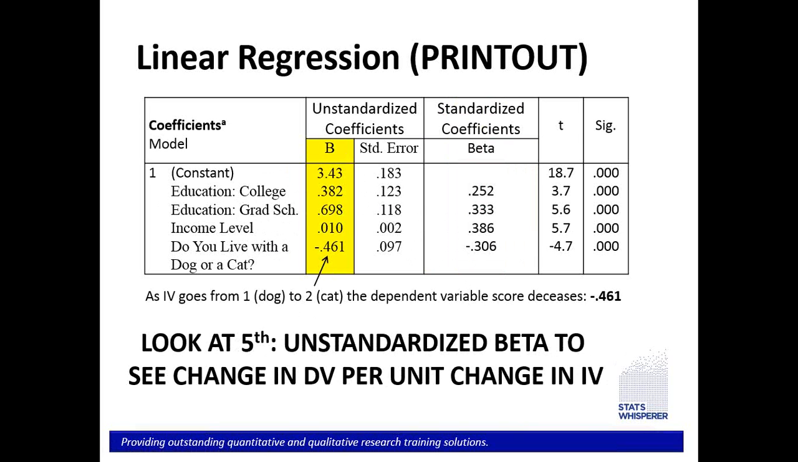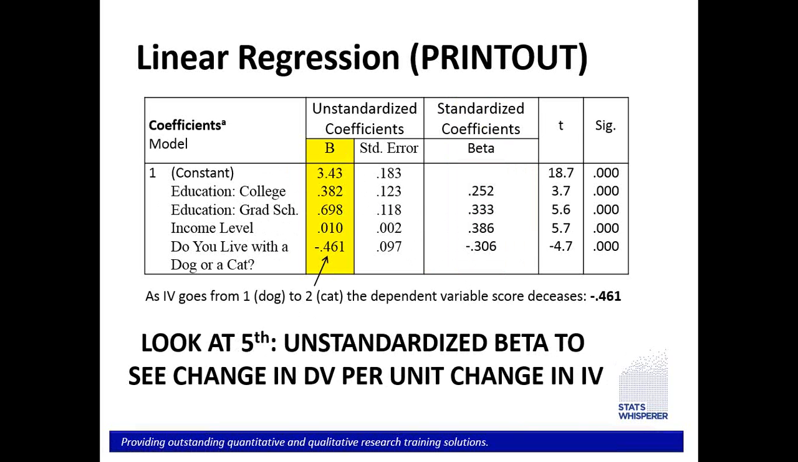So living with a dog or a cat only has a 1 point unit change. It goes from 1 to 2, right? So we see the unstandardized beta is negative 0.461. That means as the independent variable goes from 1 to 2, the dependent variable score decreases 0.461. That's what that indicates, right?